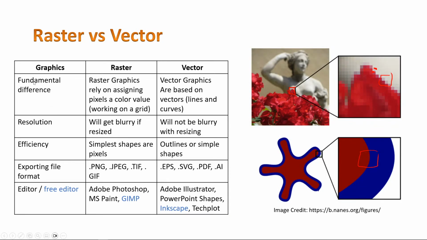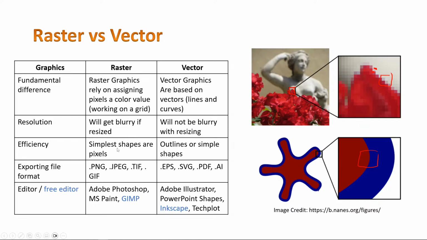So, the fundamental difference: raster graphics rely on assigning a pixel or color value, so each pixel is a color value, working on a grid. The more pixels I have, the higher the resolution of this image will be, and the bigger the file will be. Vector graphics are based on vector lines and curves. So these are just lines and curves, and as you see here, they will not be blurry with resizing.